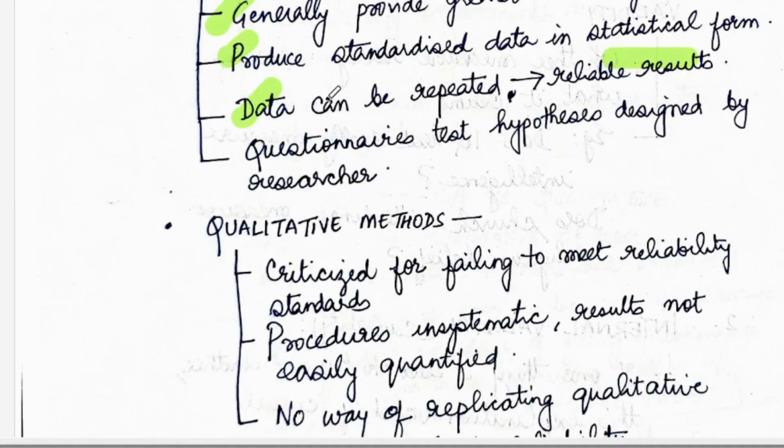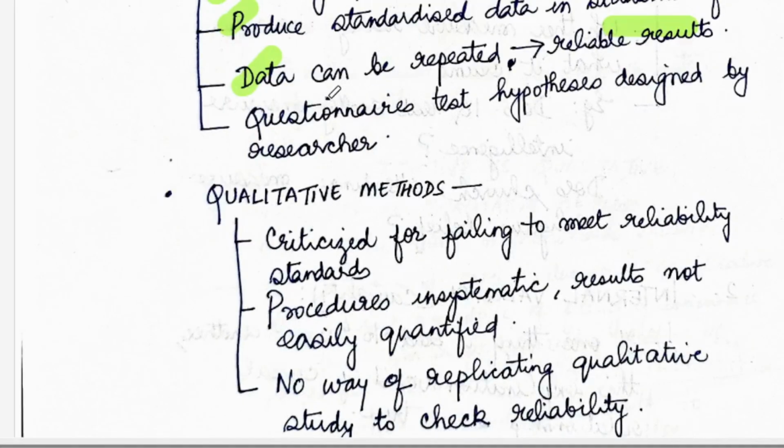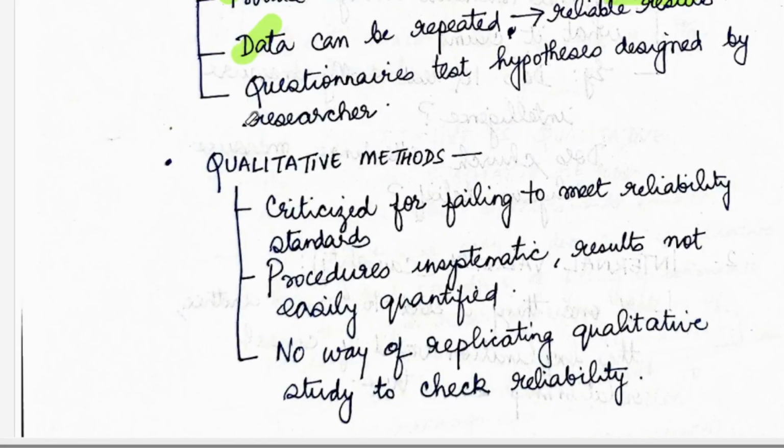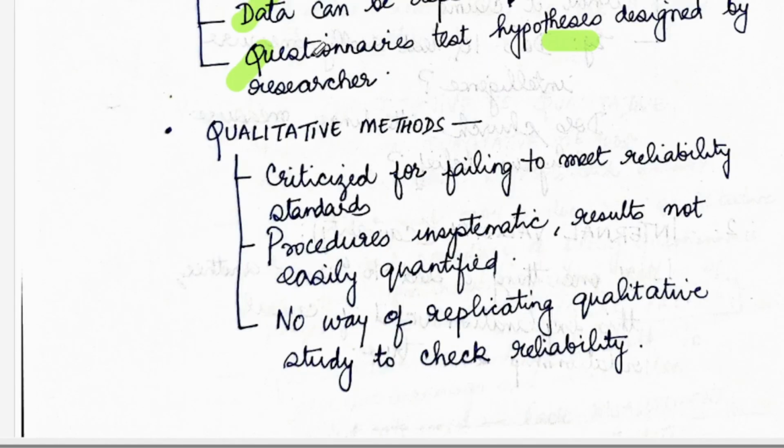The same structured questionnaire can be used again to test whether results are consistent over time or across samples. This is how retest reliability or internal consistency is often checked. And questionnaires test hypotheses designed by the researcher. The positivist approach follows a deductive logic, which means from theory to hypothesis to test. Here, reliability is ensured by keeping the same research instrument and conditions constant.